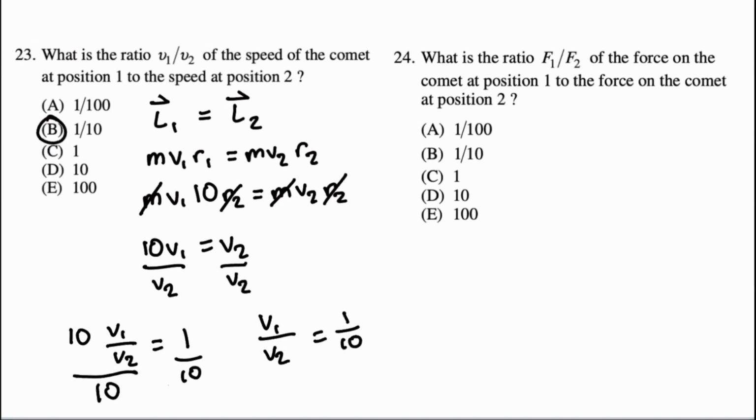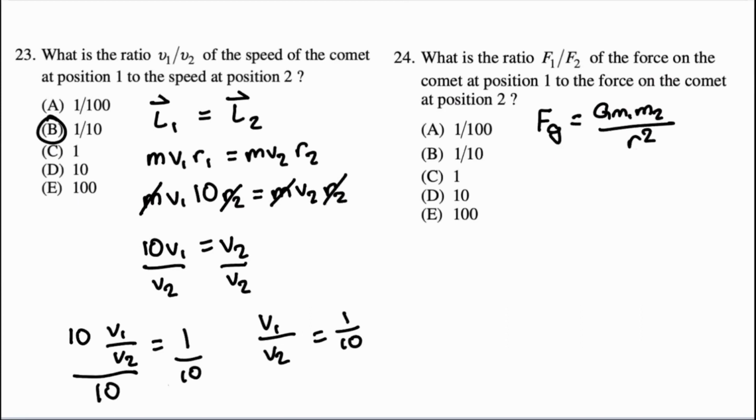Now for question 24, what is the ratio F1 over F2 of the force on the comet at position 1 to the force on the comet at position 2? Now this is going to be governed by our Fg, it's equal to G m1 m2 over r squared. Now, before even going in with the calculations, the only thing that's going to make a difference in this Fg is going to be the position. G is a constant, m1 is the mass of the comet, m2 is the mass of the sun. This numerator doesn't change no matter where the position is, but r squared does, and that'll influence the value of Fg.